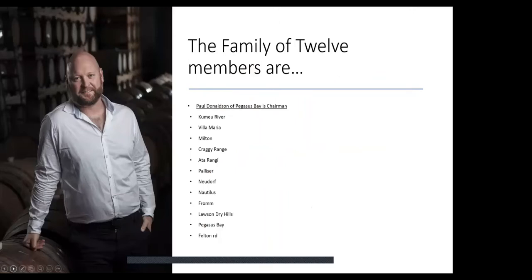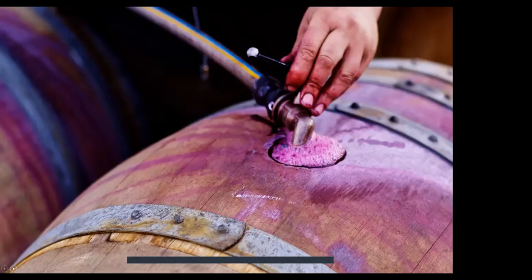So my brother Paul there is the current chairman. He's actually just about to hand it over, but he's been the chairman for the last 2 years. And the other wineries there are all very reputable, well-known brands from New Zealand: Kumeu River, Villa Maria, Milton, Craggy Range, Ata Rangi, Palliser, Neudorf, Nautilus, Lawson's Dry Hills, ourselves, and Felton Road. So we're in very good company there.